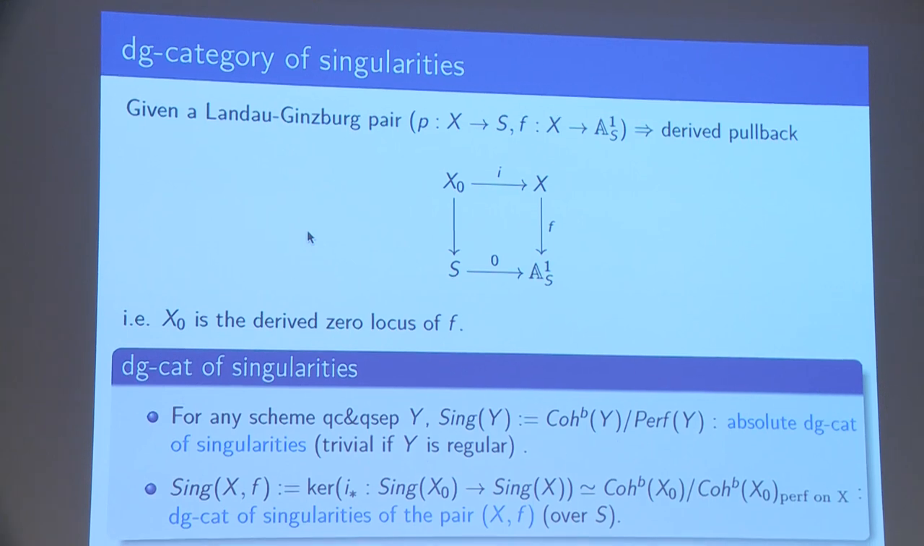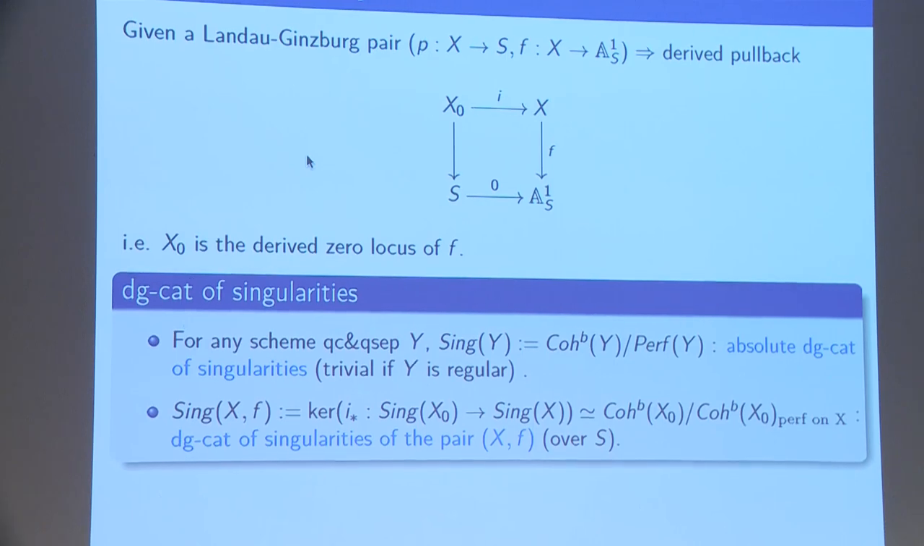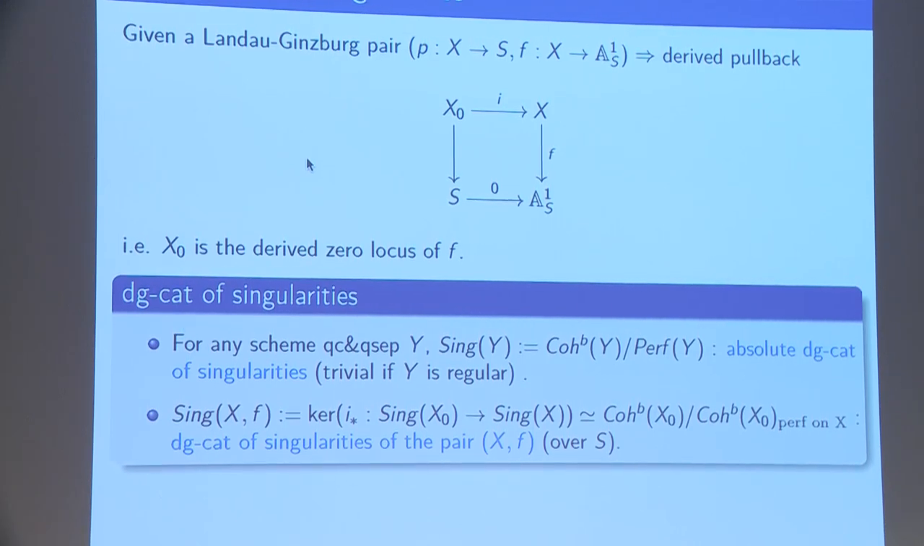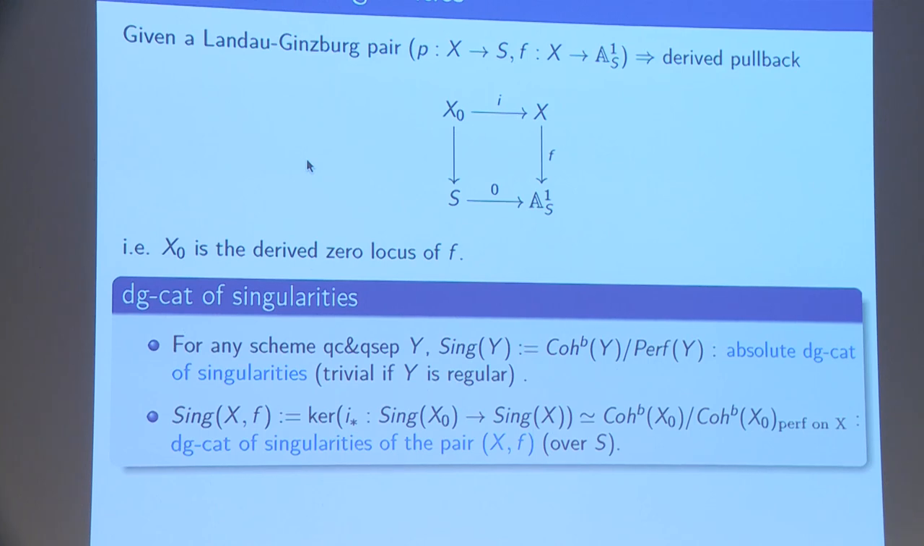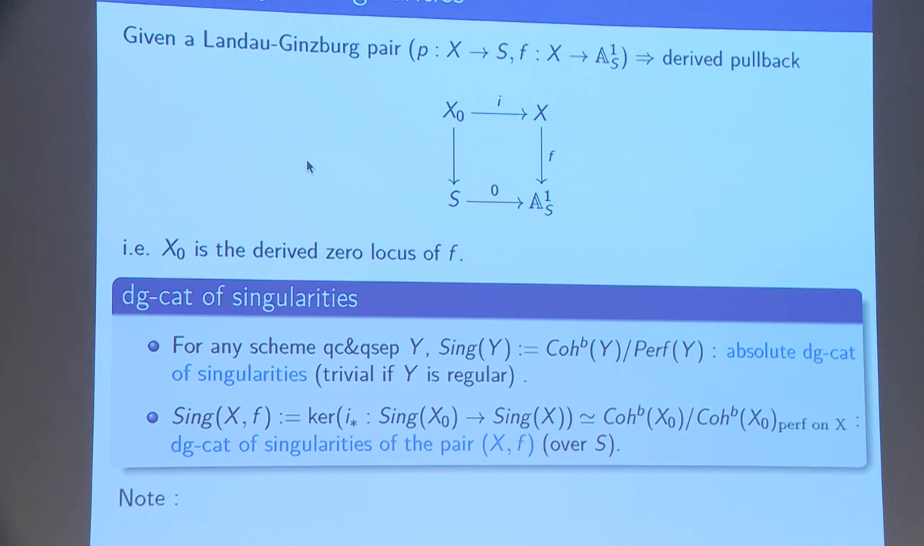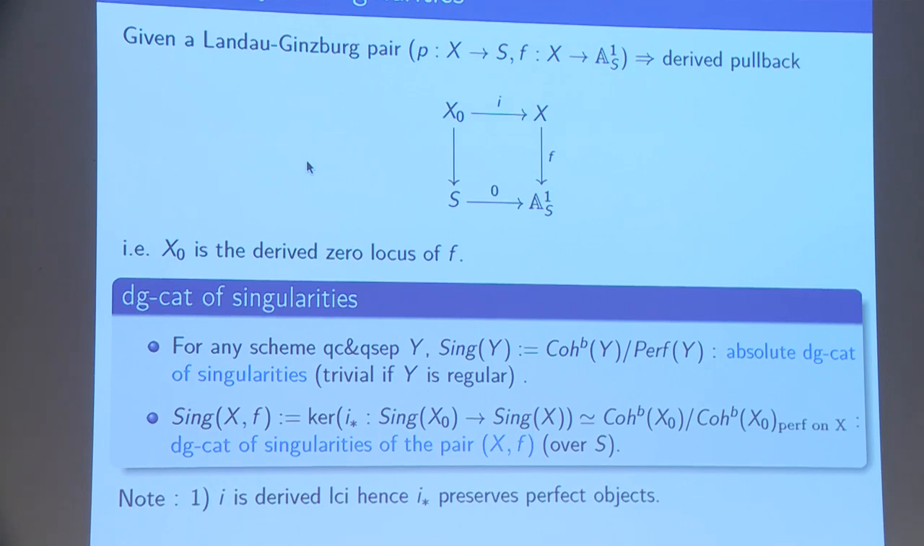And then you define the relative DG category of singularities, the DG category of singularities of the pair, which is the kernel of the singularity category of the derived zero locus, pushed forward to the singularity category of the ambient space. You can also describe this as a quotient, where coherent bounded over the derived zero locus is divided by those coherent bounded objects that become perfect when you push forward to X. As Marco recalled, the map is LCI in the derived sense, so this definition makes sense. It's true that the pushforward i lower star sends perfect objects to perfect objects.